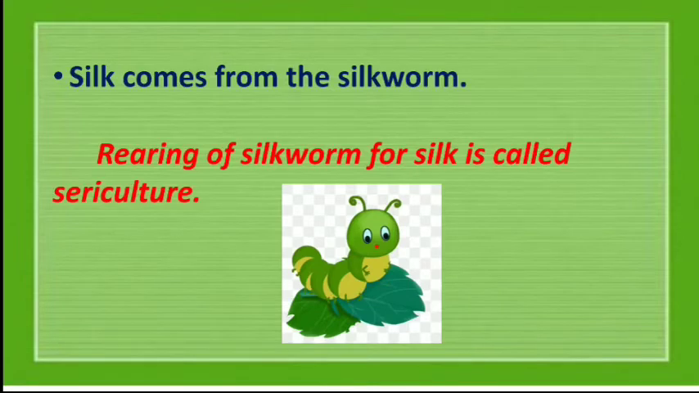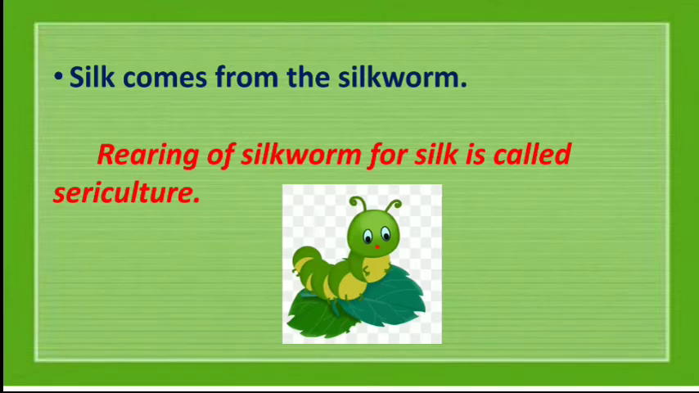Silk comes from the silkworm, which is a kind of caterpillar that grows to become a moth. While it grows, a silkworm spins a cocoon around its body. This keeps it safe. To make silk, silkworms are kept in special farms on mulberry trees. Their cocoons are then boiled to kill the insects. Each cocoon gives one long silk thread, and rearing of silkworm for silk is called sericulture.